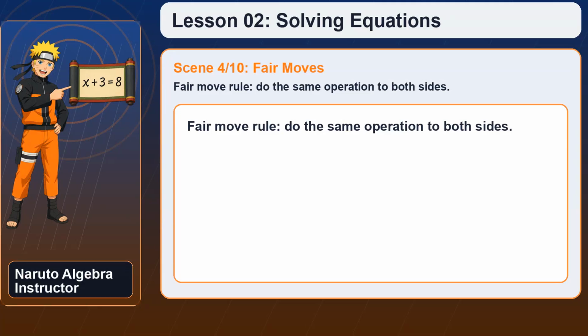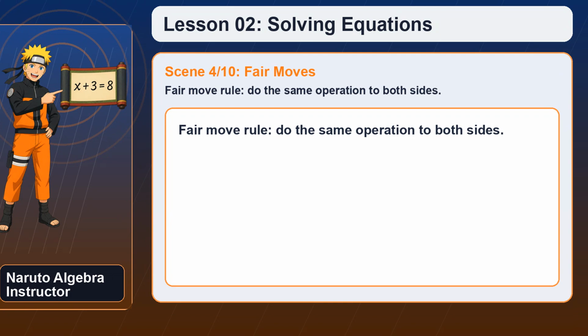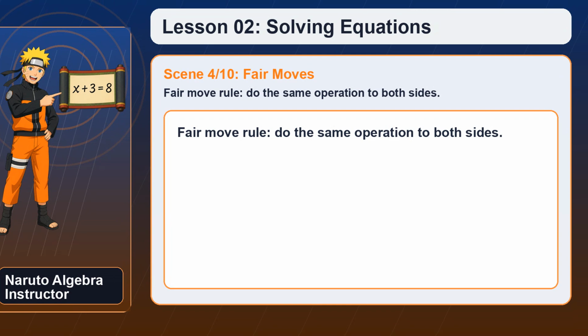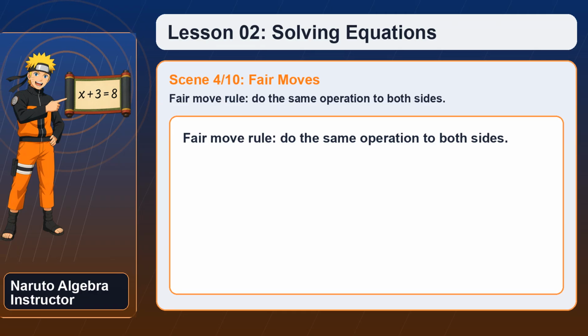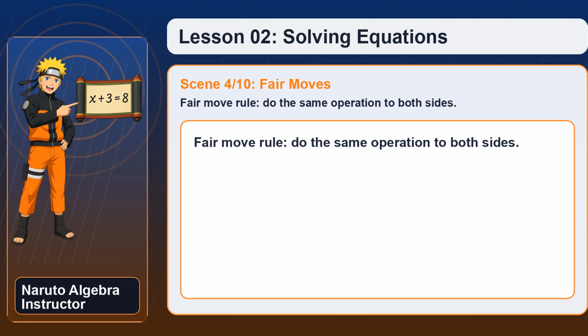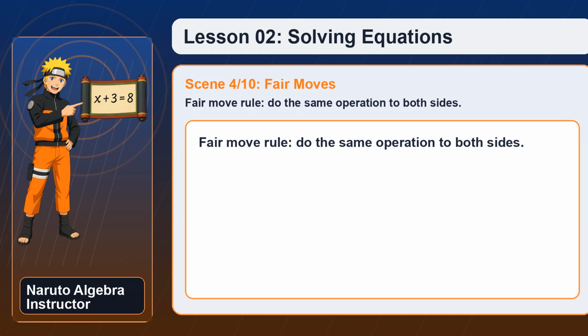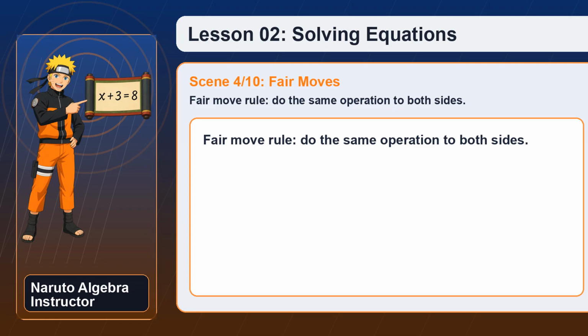Every solving step has to be a fair move. If we subtract 4 from one side, we subtract 4 from the other side. If we divide one side by 3, we divide the other side by 3. The equation may look different after each move, but the balance stays true. That is why solving is not guessing. It is a chain of equal equations, each one carefully connected to the next.